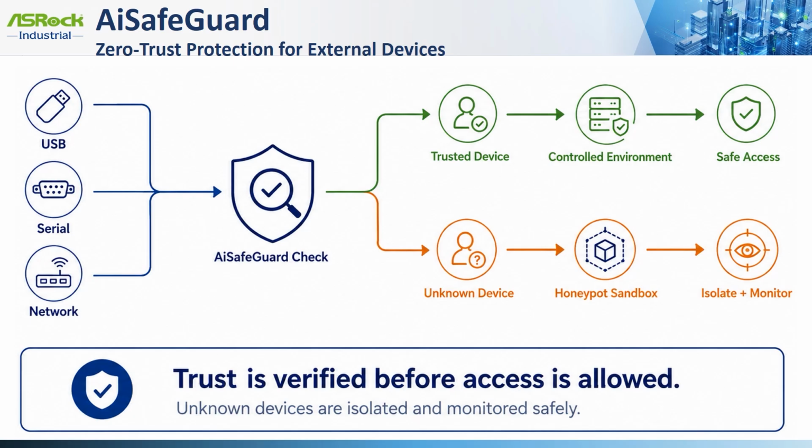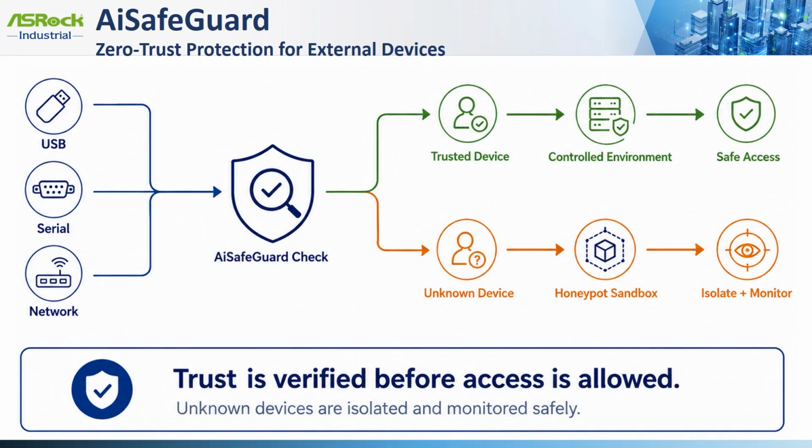It uses a Zero Trust approach. That means the system does not automatically trust a device just because it is connected. When someone plugs in a USB device or another peripheral, AiSafeguard checks the device first, then it applies the right policy. A trusted device can connect to a controlled environment.